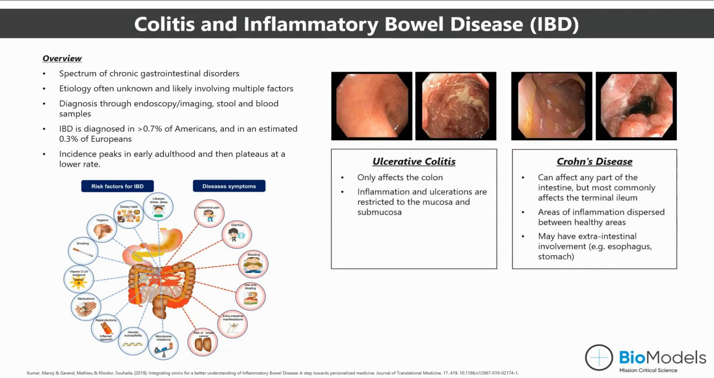So looking at ulcerative colitis, this is a disease that affects only the colon. Inflammation and ulcerations are restricted to the mucosa and the submucosa. But in Crohn's disease, any part of the intestine can be affected, but it's most commonly the terminal ileum. And we see areas of inflammation dispersed between healthy areas. And there may be extraintestinal involvement in areas such as the esophagus or the stomach.